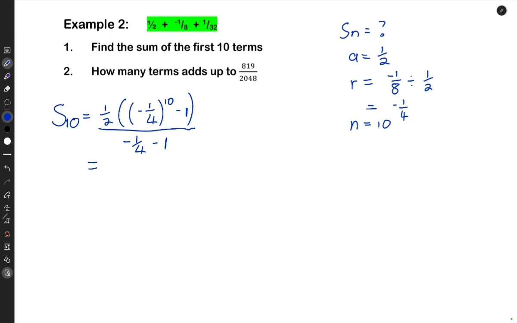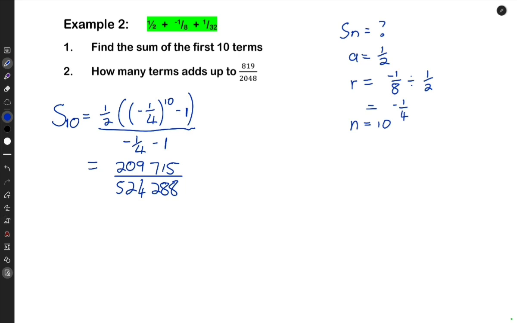My calculator tells me another big horrible answer, 209,715 over 524,288. Okay, that's not a mistake, that is the actual real answer to this sum.